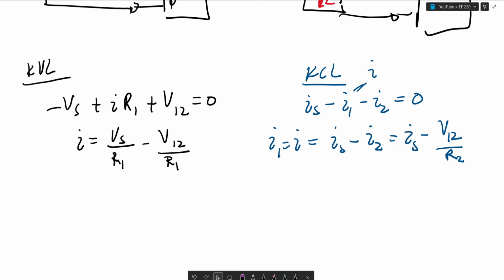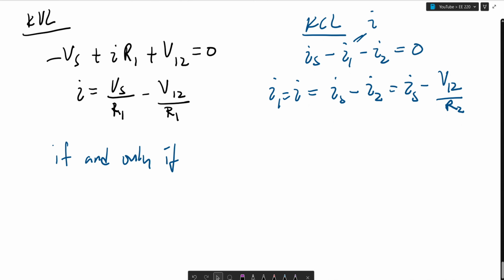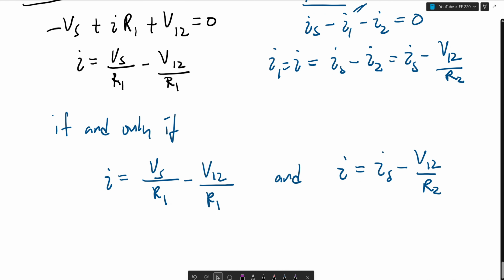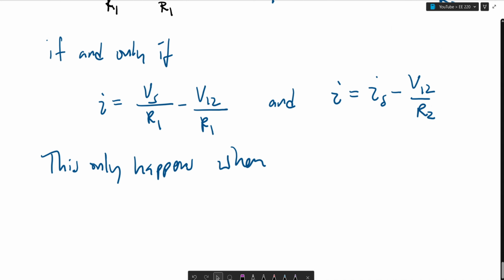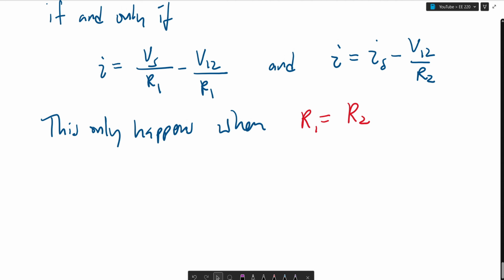So now, if we want to say that these two are equal, the equivalence for both circuits happens if and only if I is equal to Vs over R1 minus V12 over R1, and I is equal to Is minus V12 over R2. And essentially, this only happens when R1 is equal to R2 and Is is equal to Vs over R1.